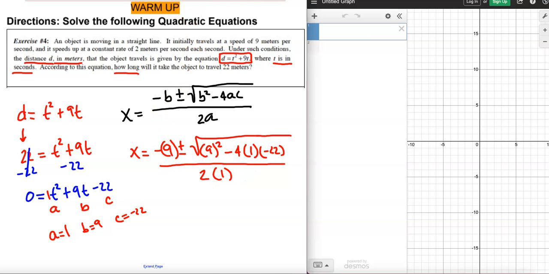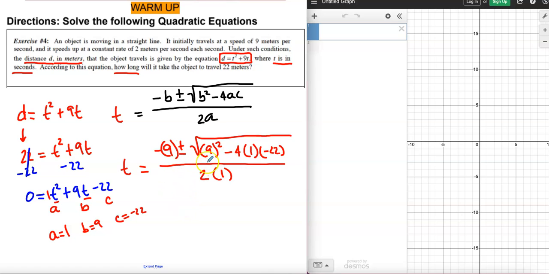Now this is all x equals, but in this case it should be t equals, because this represents t, the variable that we're solving for. So let's change that to t so it makes sense for this equation. So it's t equals.